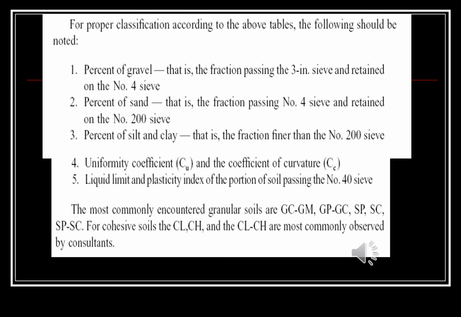The most commonly encountered granular soils are GW, GP, GM, GC, SW, SP, SM, SC. For the cohesive soils, they are CL, CH, ML, MH. These are the most commonly observed soil constituents.